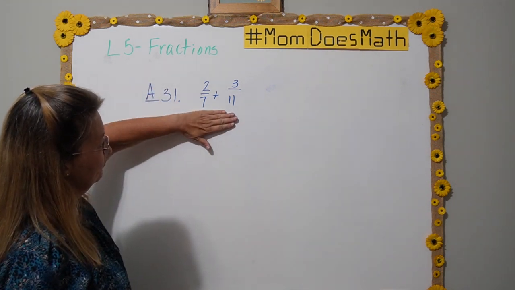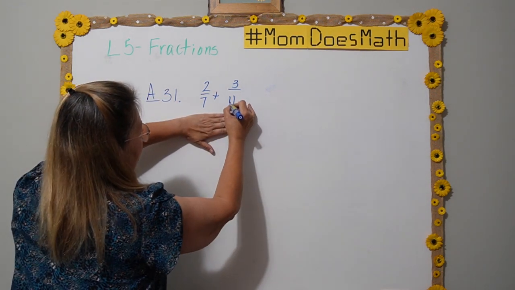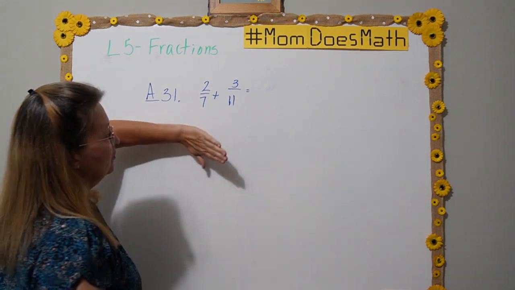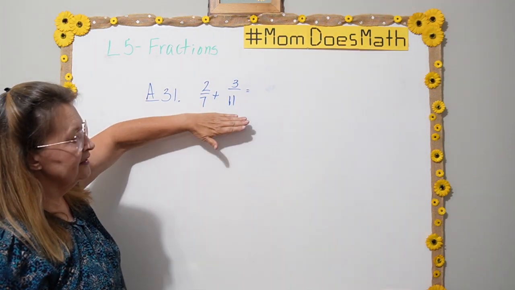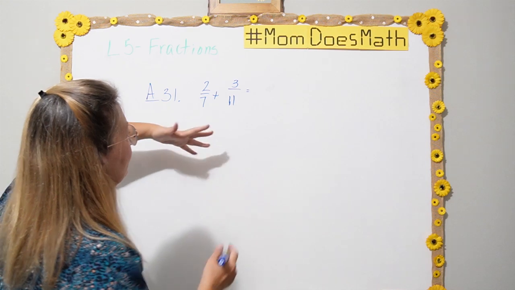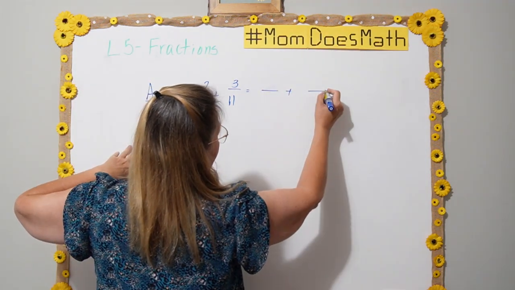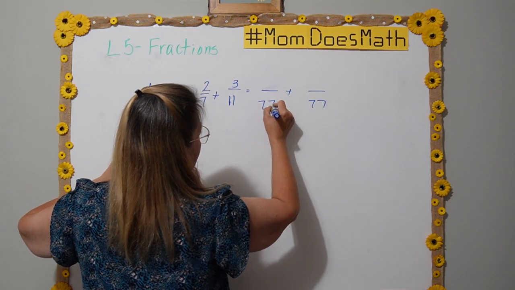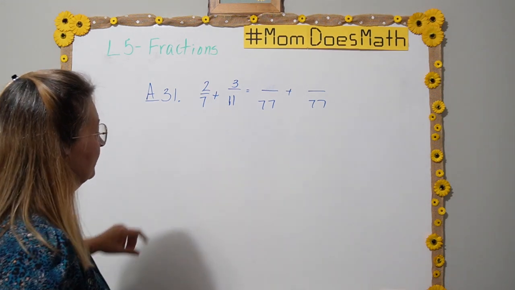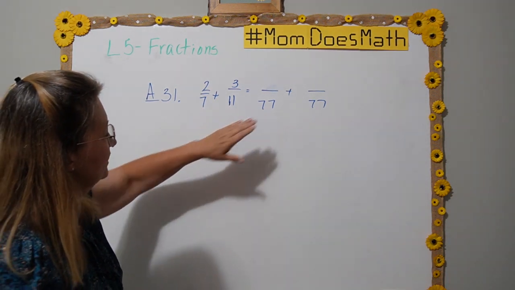I already have just fractions. There's no mixed numbers that I have to convert. So what I'm looking for is a least common denominator. So obviously, you know, I'm going to have to go all the way on this one. I'm going to need 77. Okay, so what did you multiply 7 by to get 77?